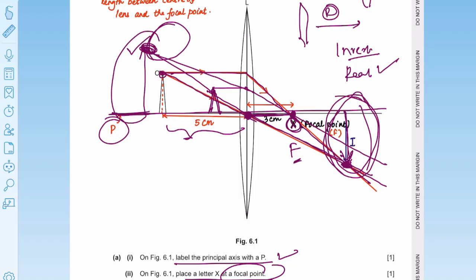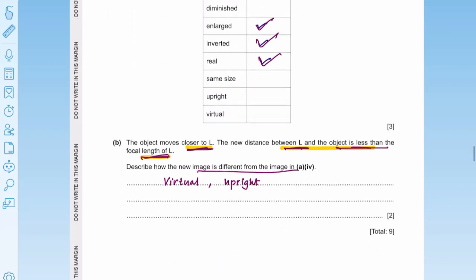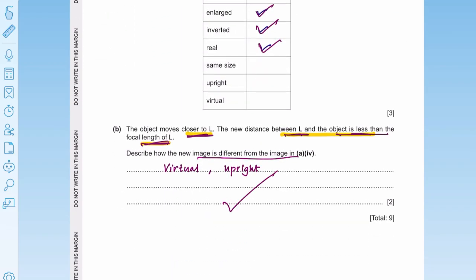So obviously it's larger. As I told you, if the image is created on the left hand side, this will be a virtual image, and this will be upright. Right hand side, inverted image, and this side, upright image. Did you get what I'm trying to say? So yes, I've written the answer. This will be virtual and upright.